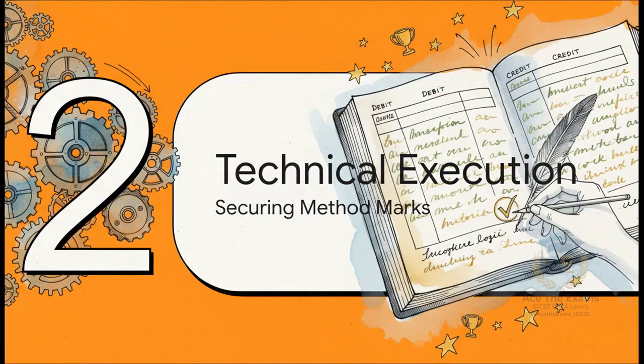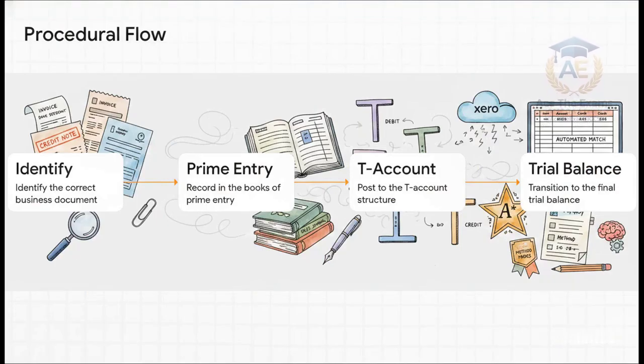Technical execution and method marks, securing points. So let's talk about how we take that conceptual foundation and turn it into actual points. This procedural flow is your ultimate roadmap. First, you identify the source document. For returns, this is absolutely critical. Businesses have to meticulously track credit note issuance to maintain a clear audit trail.